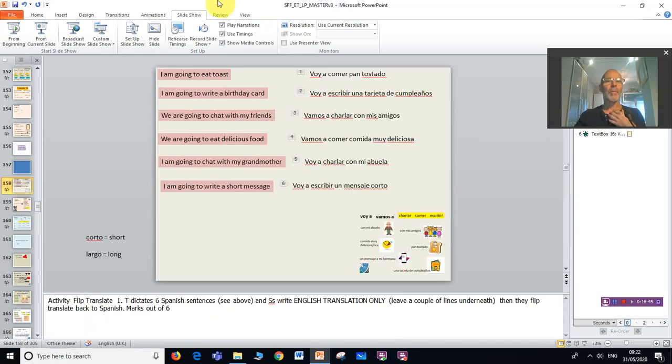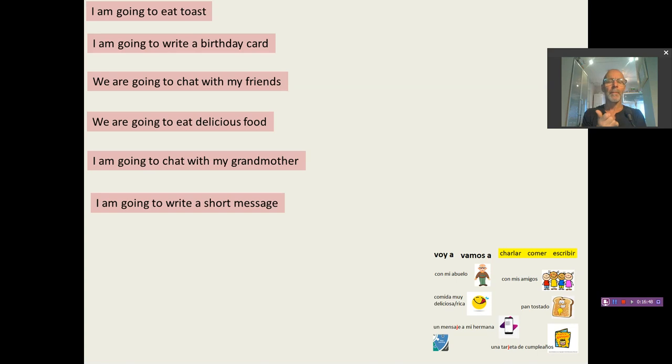Now let's just examine what you should have written down. So these are the phrases that I've given you in English. This is what you should have written down. So number 1, número 1, was I'm going to eat toast. Voy a comer pan tostado. The next one was voy a escribir una tarjeta de cumpleaños. Voy a escribir means I'm going to write. Yeah, is I am going to write a birthday card.